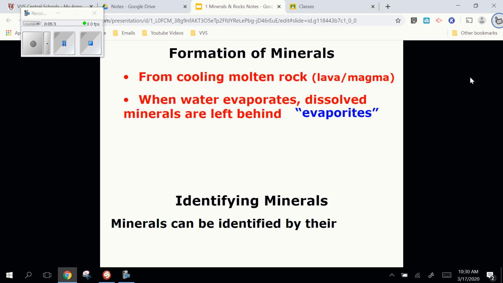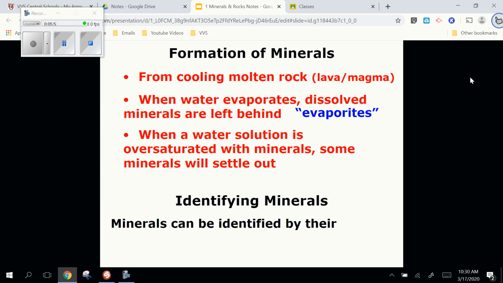If you're cooking salt potatoes for barbecue and you throw them in there, you dump the salt in, you boil the crap out of it for 20 minutes. When you're all done, pretty much all the water's gone, and you got this white crusty stuff all over the pan. That's salt that's left behind. That's an evaporite. Right?